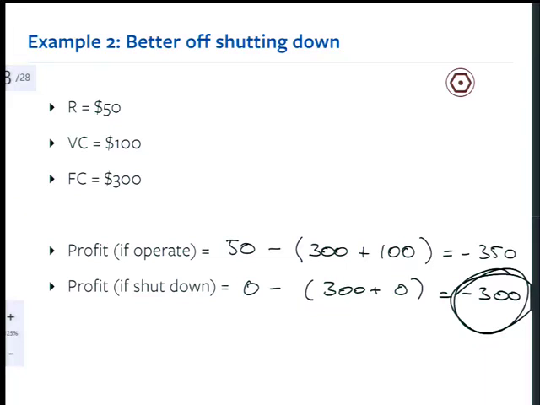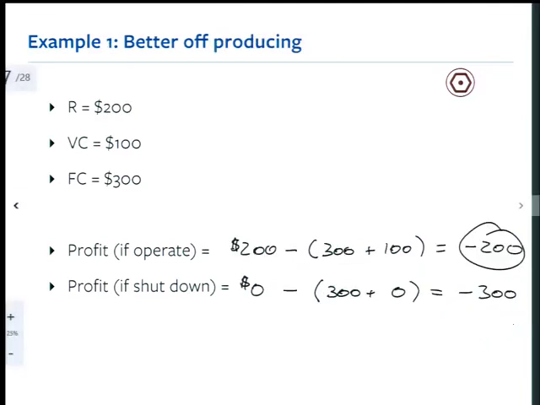Now, do you have to do this calculation every single time? No, the rule is pretty simple. If your revenues are greater than your variable costs, you should produce. So you can just look at revenues, $50, versus variable costs, $100. Revenues here are smaller than variable costs. This firm shouldn't produce. If you use the same approach in the previous slide, revenues are $200, variable costs are $100. Revenues are greater than variable costs, so you should produce. As long as revenues are greater than variable costs in the short run, you should produce. If they're exactly the same, you're indifferent.